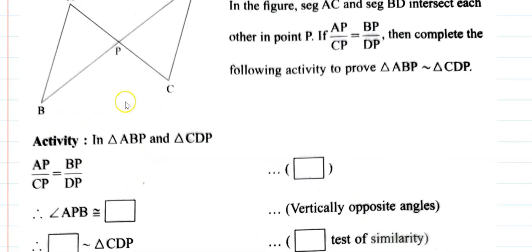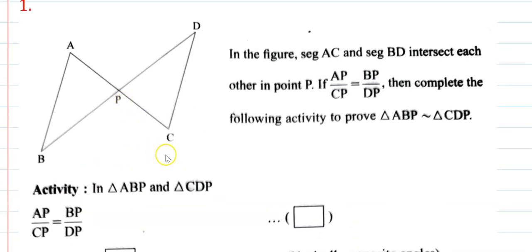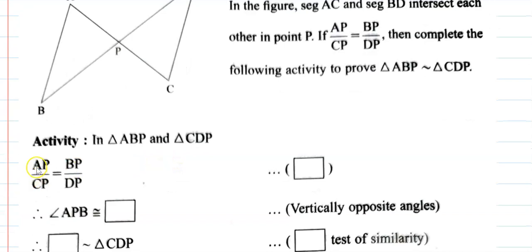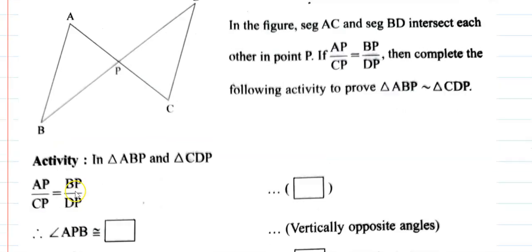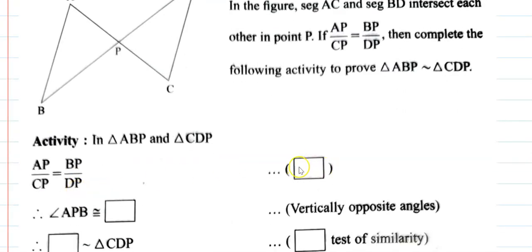In triangle ABP and triangle CDP, we have AP upon CP is equal to BP upon DP. This is given, and therefore the reason for this we will write here: it is given.